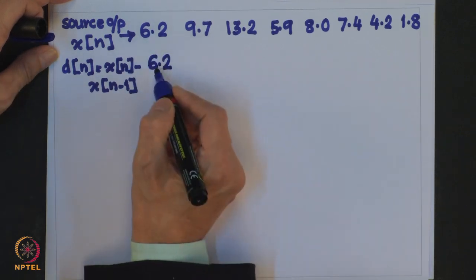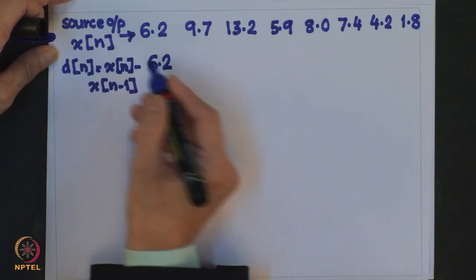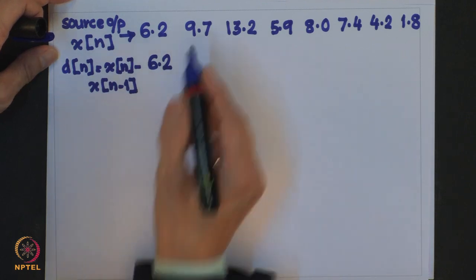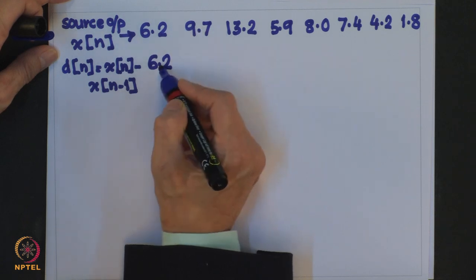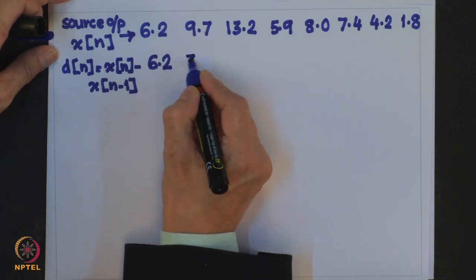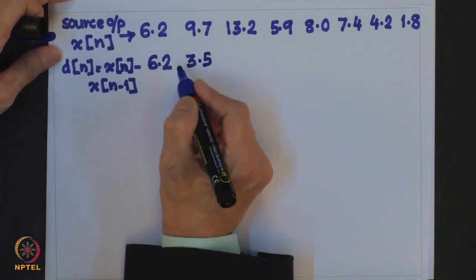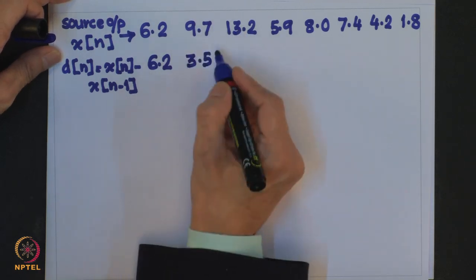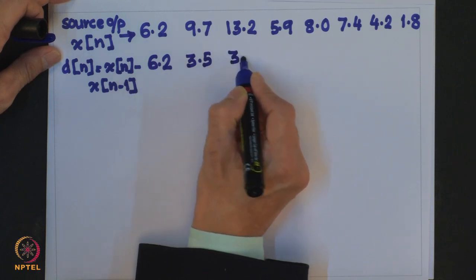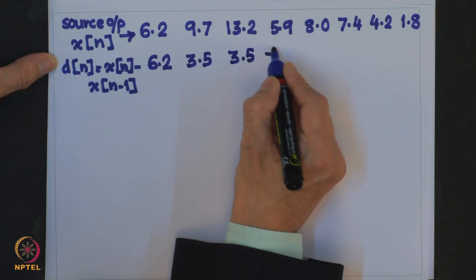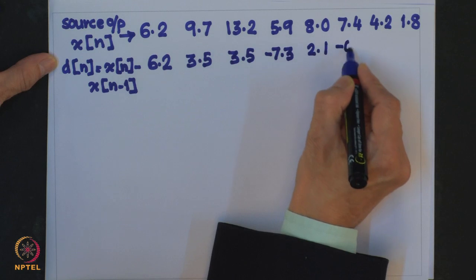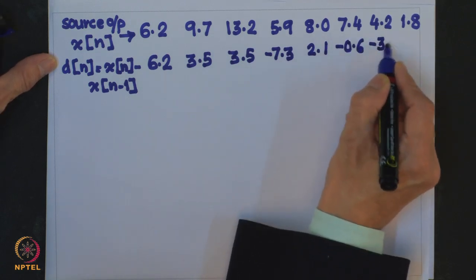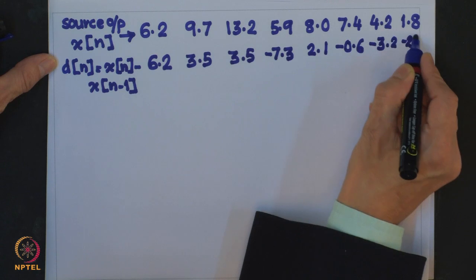6.2. I presume that x0 is known. In this case, we will assume it to be 0 without loss of generality. Then I take the difference between this sample and the previous sample. So, this comes out to be 3.5. Similarly, this sample and this turns out to be 3.5. This would be minus 7.3, 2.1, minus 0.6, minus 3.2 and minus 2.4.